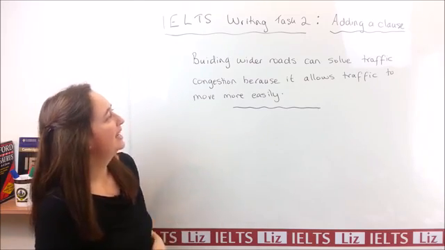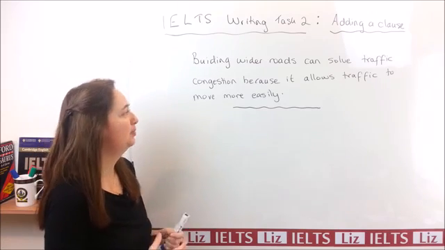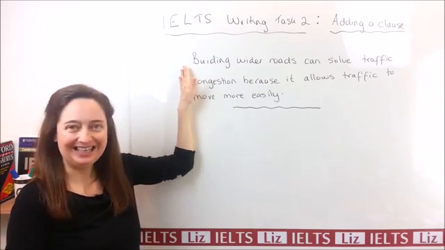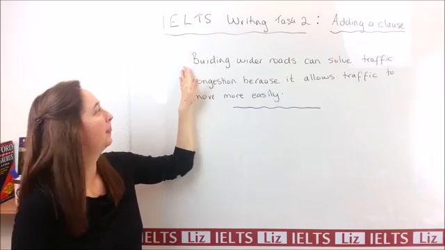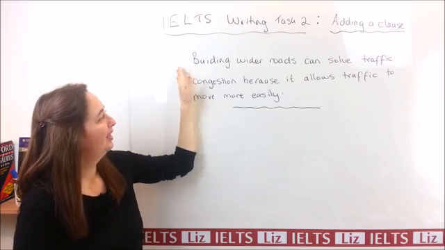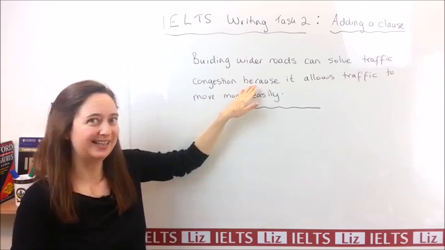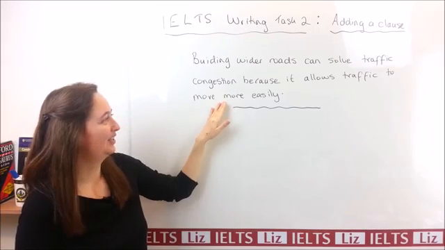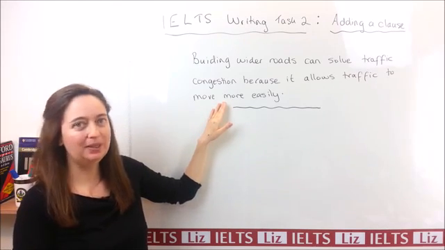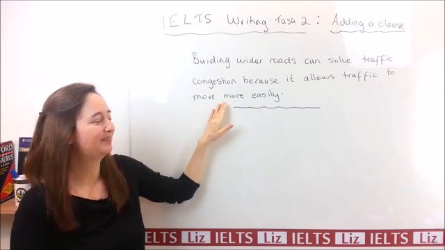Building wider roads can solve traffic congestion because it allows traffic to move more easily. The first part of that sentence is the solution to the problem. And the solution is to build wider roads. Then we've got a linker, and that is telling us that there's a reason coming. And the reason for this is because traffic can move more easily. So building wider roads is a good idea because traffic can move more easily.